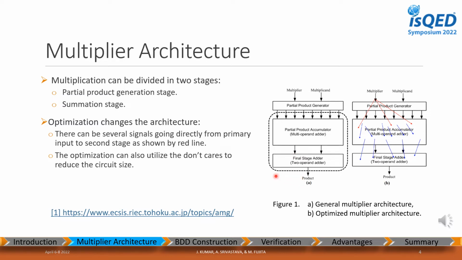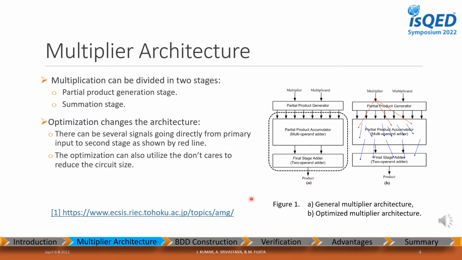There are mainly two ways to generate the partial products. The first one is the simple partial product generator and the second one is the Booth partial product generator. In our study, we have focused on the simple partial product generator method. However, a similar study can be done on the Booth partial product generator. There are various adder tree architectures available to accumulate the partial products. For more detail, you can refer to the website.